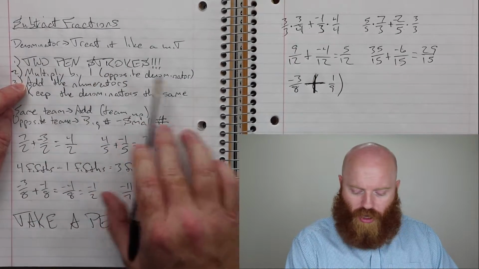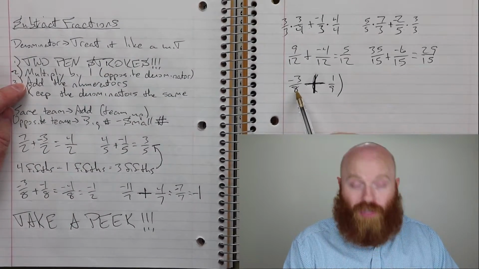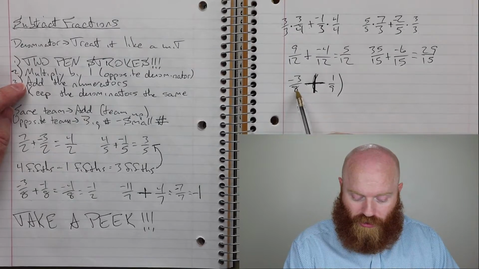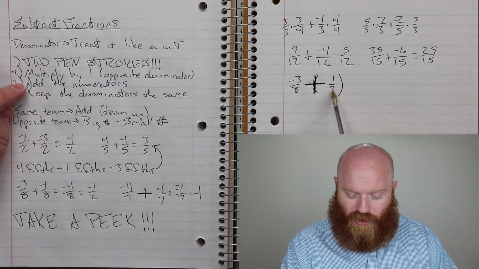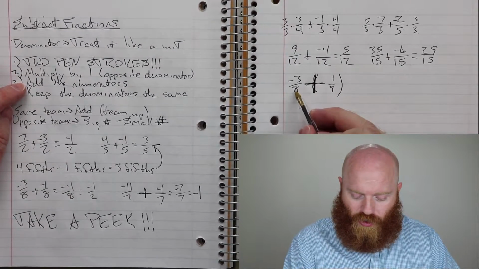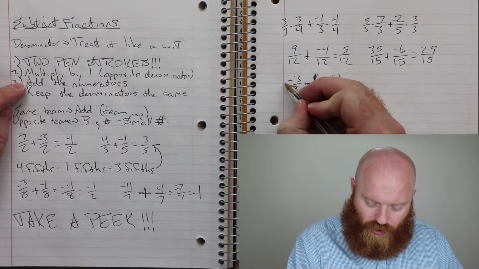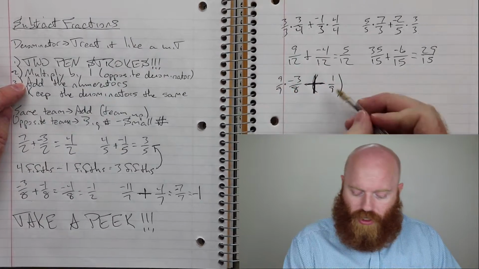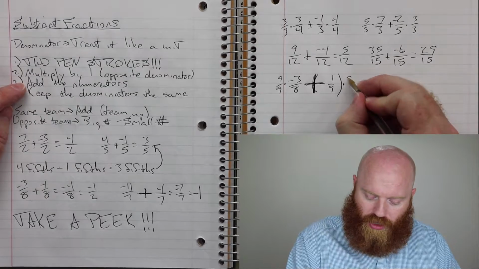Step number 2, multiply by 1 using the opposite denominator. This dude's an 8. He must be a model, like a boy model or something. And that girl's a model. Holy cow. There's a match made in heaven. So the boy takes a peek at the girl. She's a 9. Of course, she's better looking. 9 over 9. And the girl takes a peek at that model. It's about time. 8 over 8.